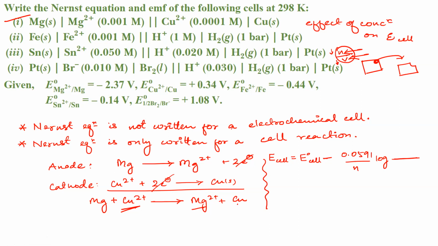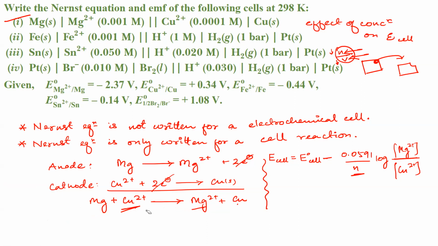We don't write solids in the product concentration or reactant concentration, because their concentration does not change. So what is the product here? Mg2 positive is the product, right? Mg2 positive divided by copper 2 positive. In this Nernst equation, you just need to calculate n. Can you tell me what n will be? It is 2, right? The number of electrons in this reaction is 2.